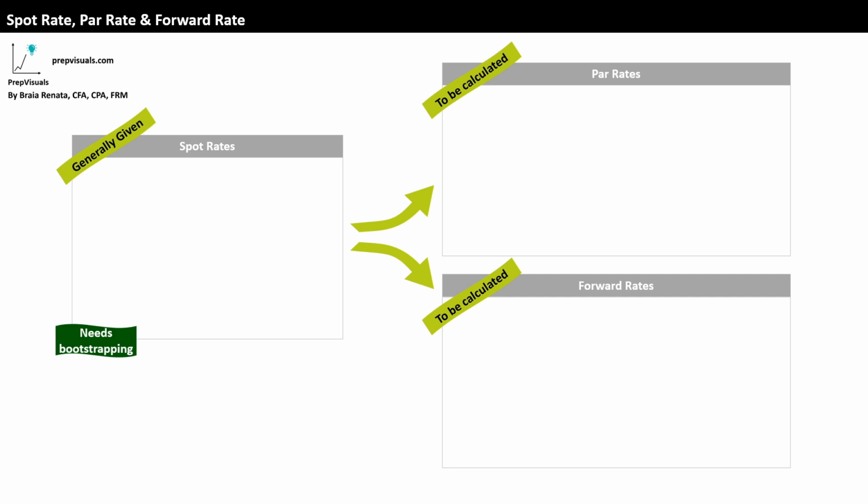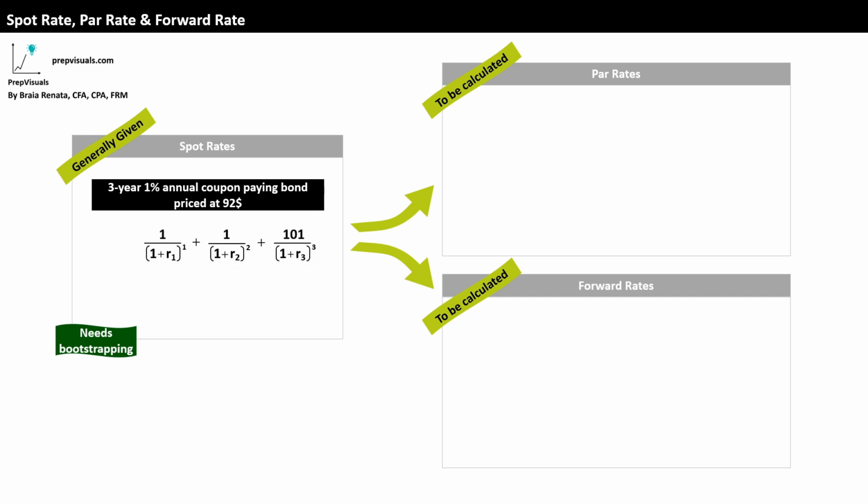So when it comes to the spot rate, I want you to imagine a 3-year 1% annual coupon-paying bond that is priced at $92. And of course, this is how the discounted future cash flows would look like. Basically, the spot rates are those rates that make sure that the present value of the discounted cash flows is equal to the current price. And the spot rates are different rates depending on the time period they represent.